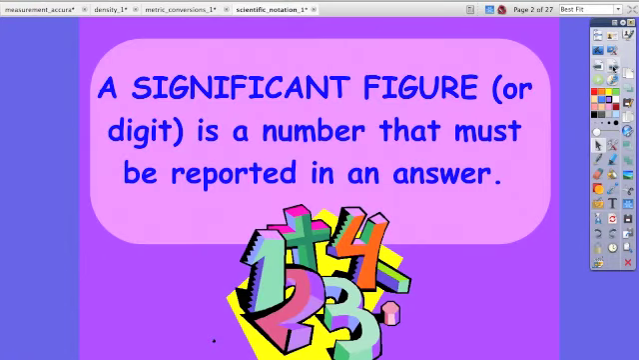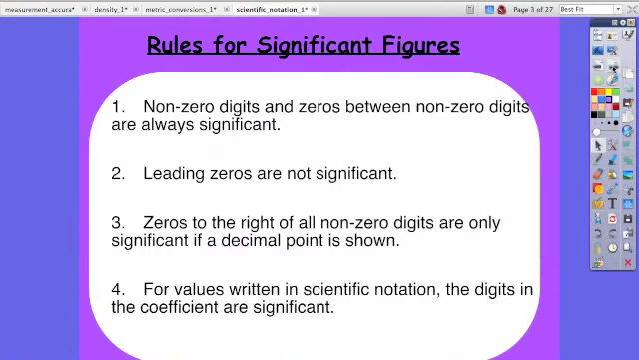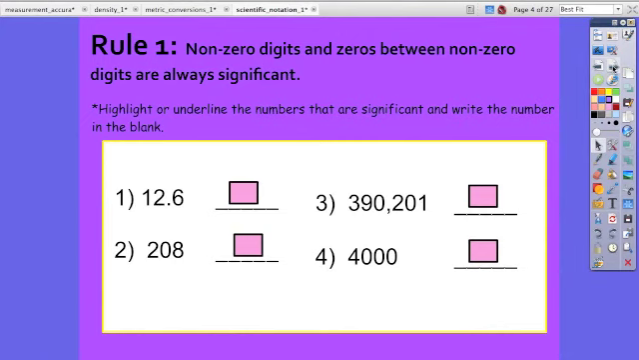So it is a number that must be reported in an answer, and here are the rules. We have 4 of them. Let's go over each of them and have some examples for each of them as well. So number 1, non-zero digits and zeros between non-zero digits are always significant.